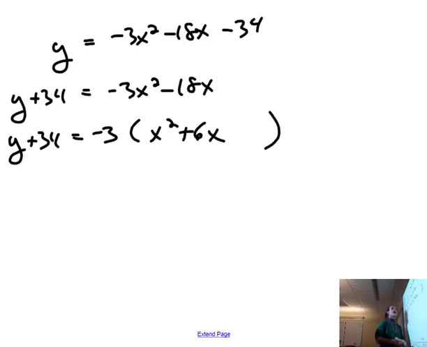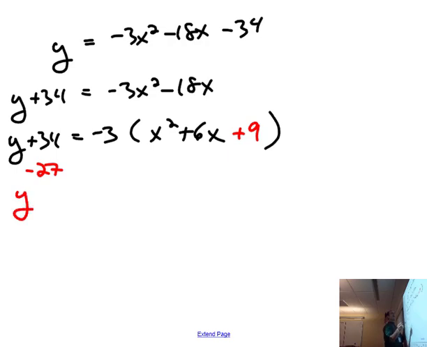Now, I'm going to add the 9. Now, my net change to the right side of my equation was not 9, because everything inside here is being multiplied by this negative 3. So my actual change here was negative 27. So I have to do the same thing here. Does that make sense? Yeah.